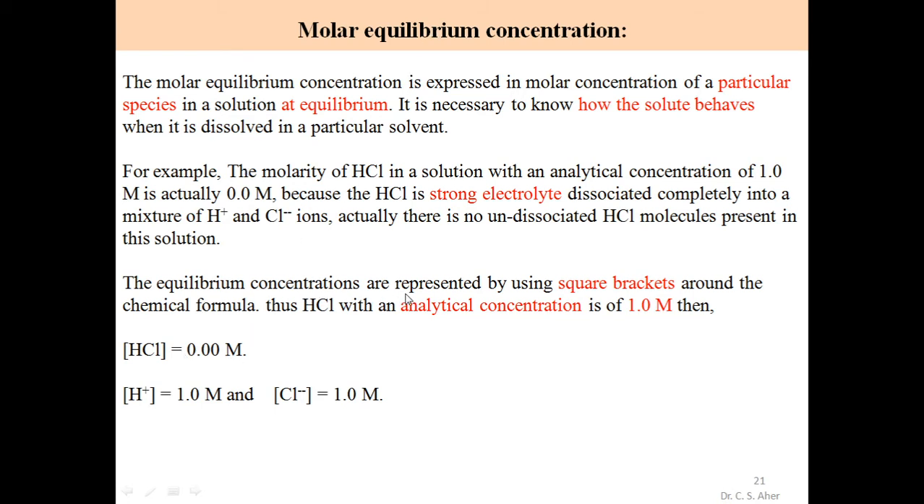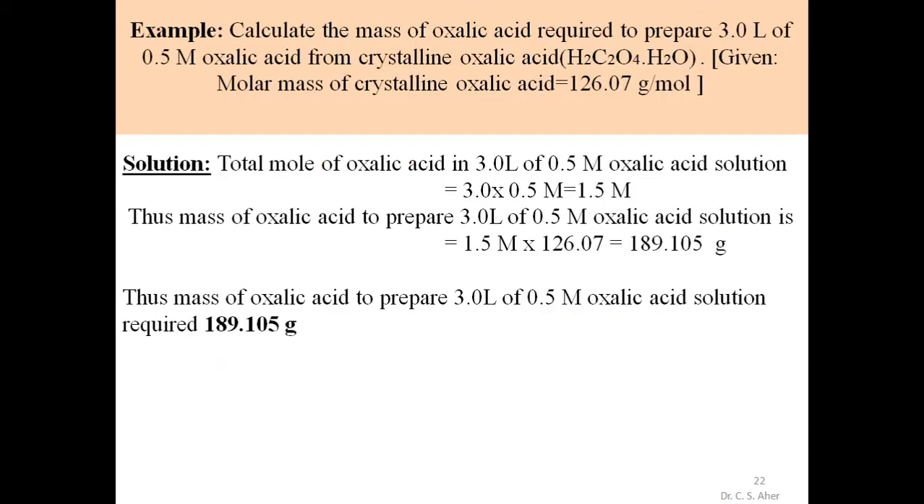These equilibrium concentrations are represented by square brackets. So a square bracket around a chemical formula represents its concentration. Thus this HCl with an analytical concentration of 1 molar has an equilibrium concentration of 0.